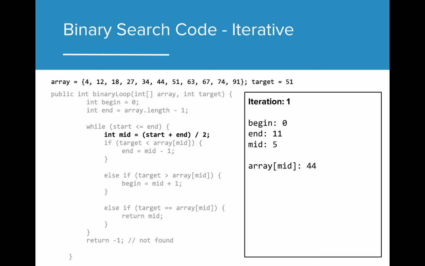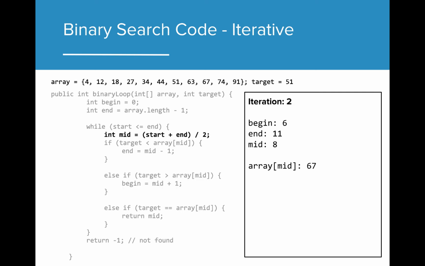Our initial values come from the size of our array. We then calculate the midpoint and read the array at that index. On our first pass, we see that our target is greater than our midpoint value. We then update the beginning index to be the next index after that midpoint.